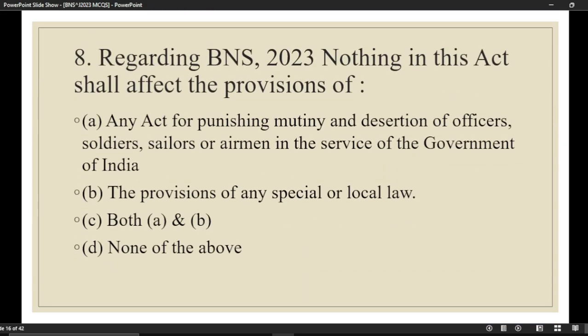Question 8. Regarding the BNS 2023, nothing in this act shall affect the provisions of. So this question is talking about the saving clauses.